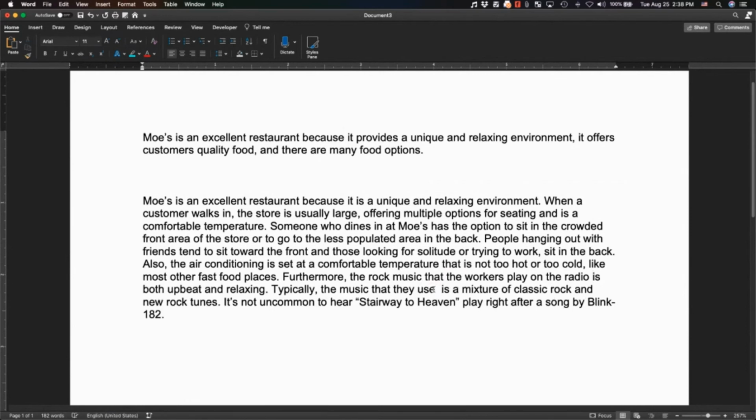So down here, we can say "use," right? Because you use music as a tool to get people to come into your space and stay there. So the music that they use is a mixture of classic rock and new rock tunes. Cool. It's not uncommon to hear Stairway to Heaven play right after a song by Blink-182. Good deal. So this paragraph now feels more complete.